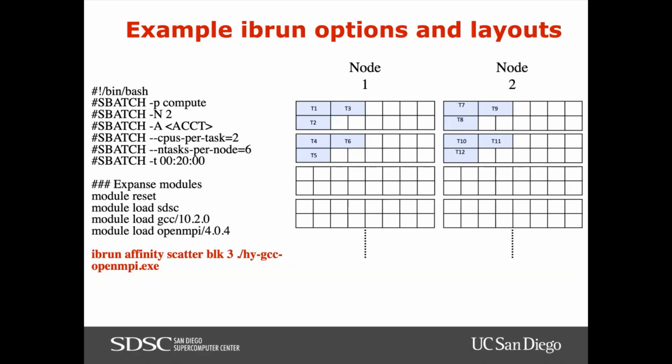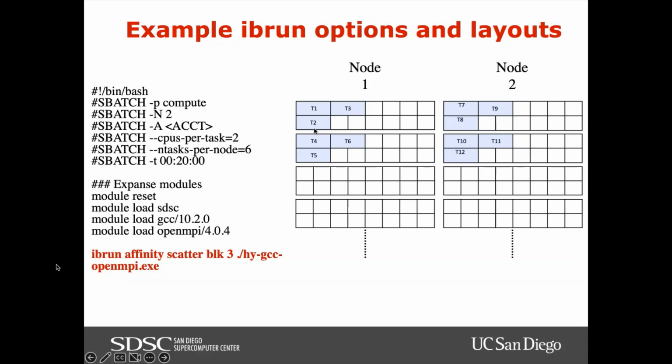The third option I'm showing you is CPUs per task is 2 and n tasks per node is 6. So now you have threads doing 6 tasks, and then you do a scatter with a block of 3. Then what's happening is it puts 2 of the threads on the same CCX and basically cycles through again.